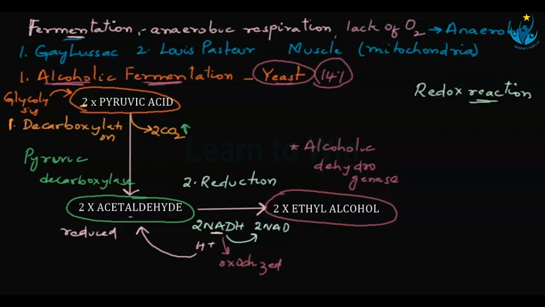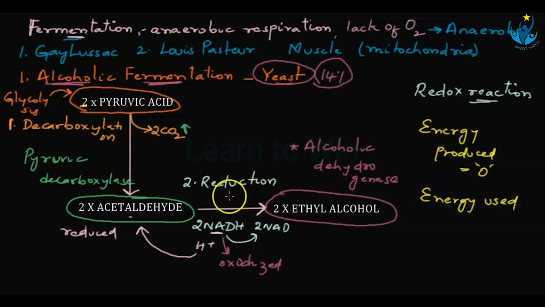Now, if you see this alcoholic fermentation, is there any energy that is produced? Zero. There is no ATP that is produced. Is there any energy that it used? Yes. What is it using? Here, can you see? It is using 2 NADH. And where is this 2 NADH coming from? It is coming from glycolysis.